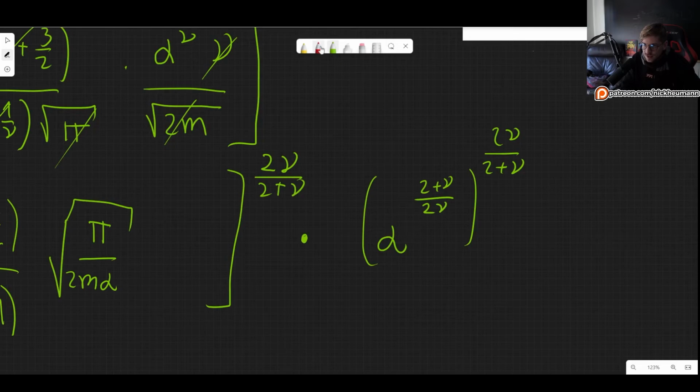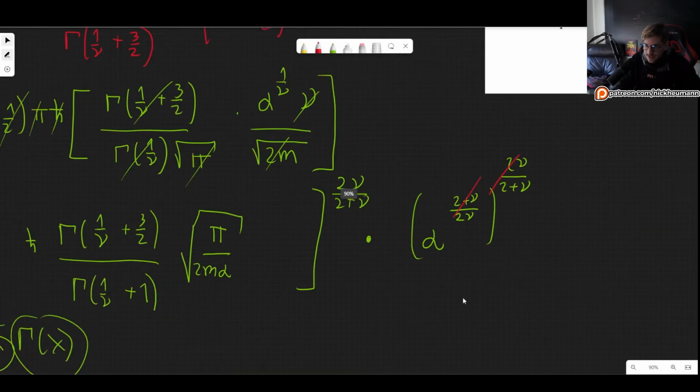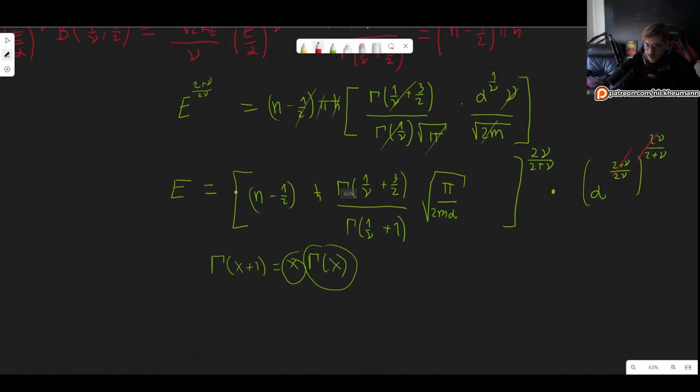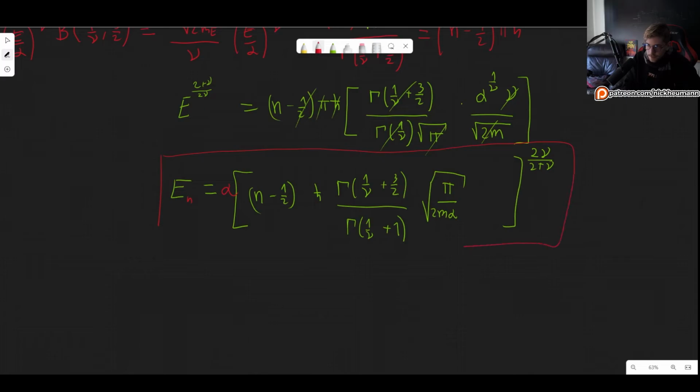These are multiplying, by the way. So the exponents cancel out, and we simply get alpha, which will multiply here in the front, and we get exactly what we wanted to find. So this is our result. These are the energy levels, E sub n, of course, precisely as we wanted.